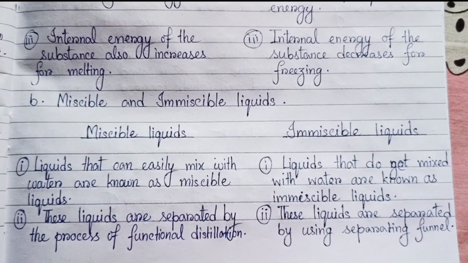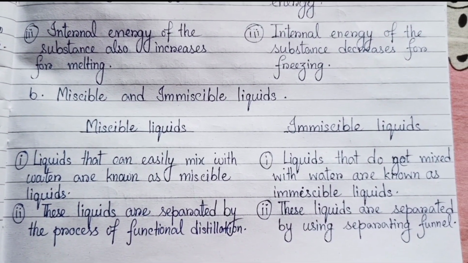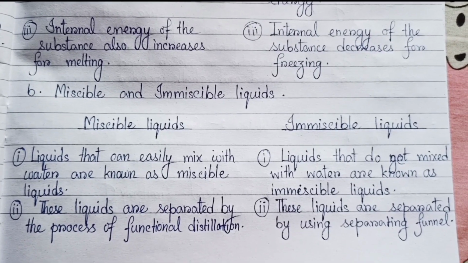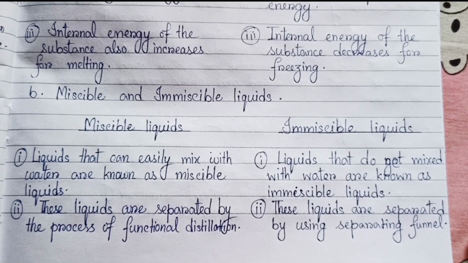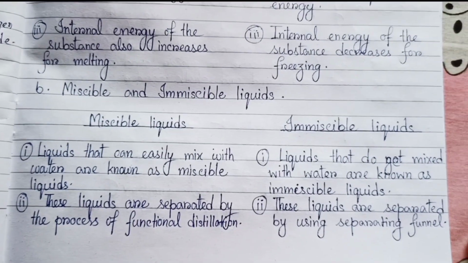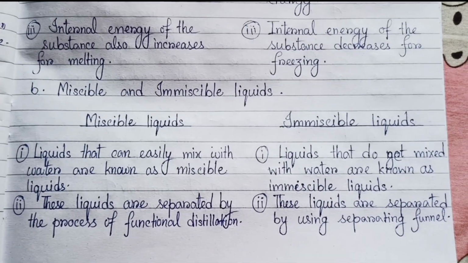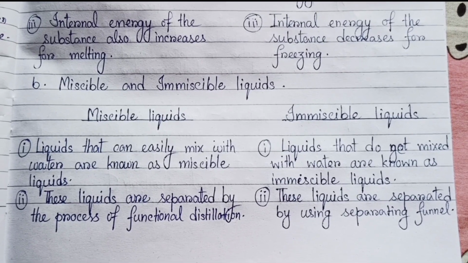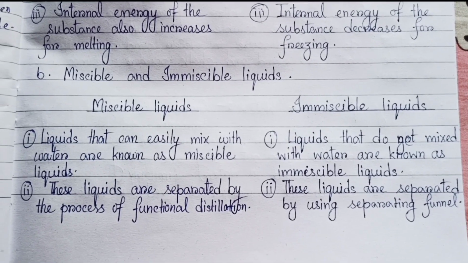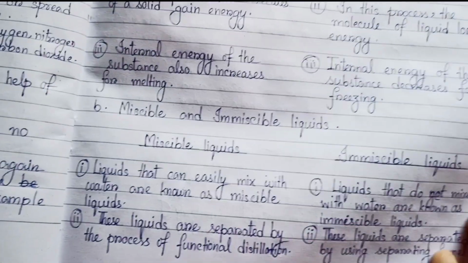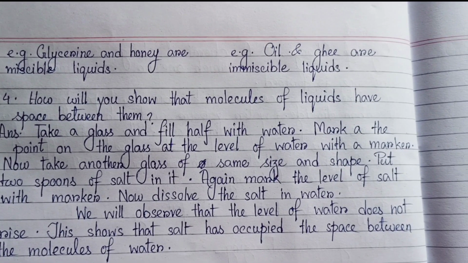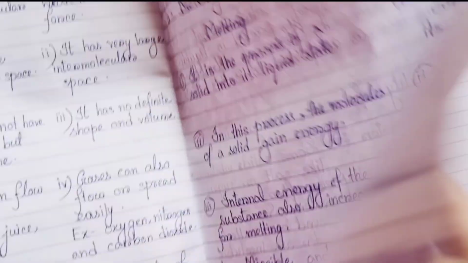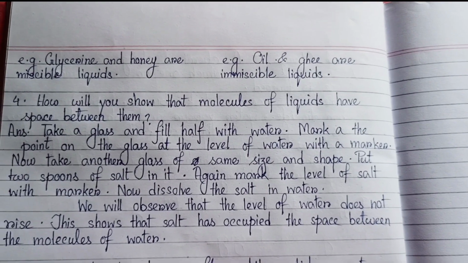Now, B, miscible and immiscible liquids. Under miscible, number 1: liquids that can easily mix with water are known as miscible liquids. Under immiscible, number 1: liquids that do not mix with water are known as immiscible liquids. Number 2: these liquids are separated by the process of fractional distillation. Number 2: these liquids are separated by using a separating funnel. Example under miscible liquids: glycerin and honey are miscible liquids. Example under immiscible liquids: oil and ghee are immiscible liquids.